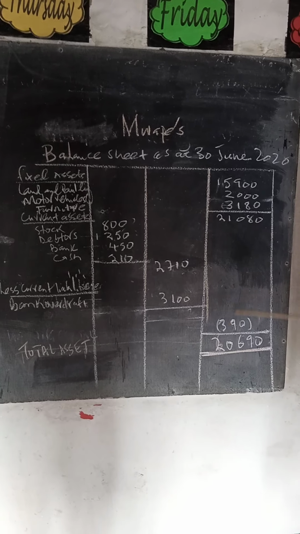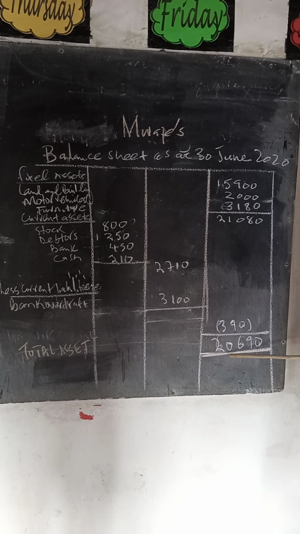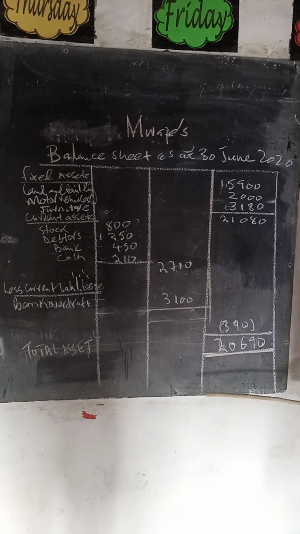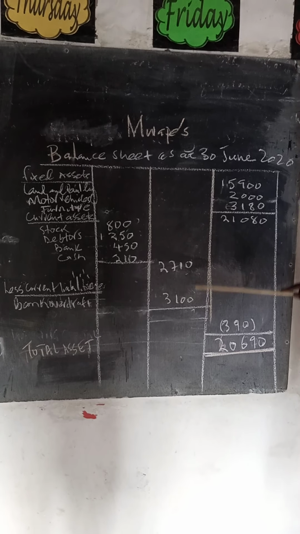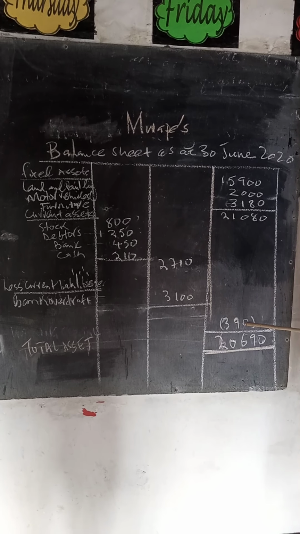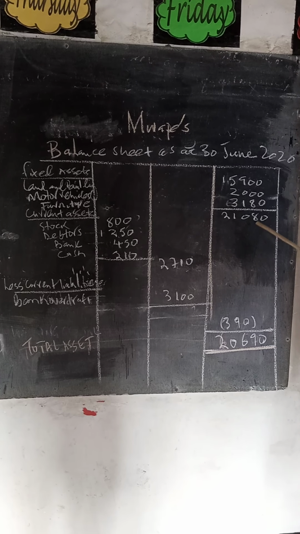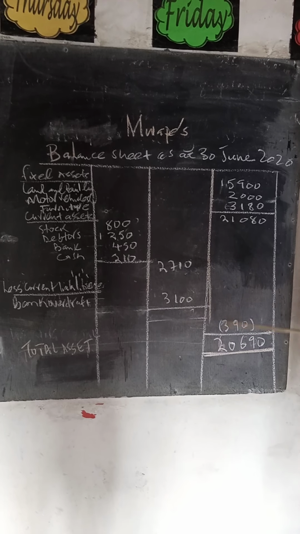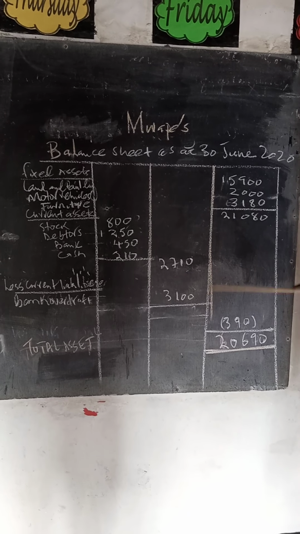So here we are adding a positive and a negative figure. It's like you're subtracting 390 from 21,080, and this will give us 20,690 as our total asset. Let me again go back. I said here the current assets are less than the current liabilities. So when you subtract, you get a negative figure. The positive figure was more than the negative figure, so it gives you a positive result. Those brackets show that this one is a negative figure. So that is how you can work it out.